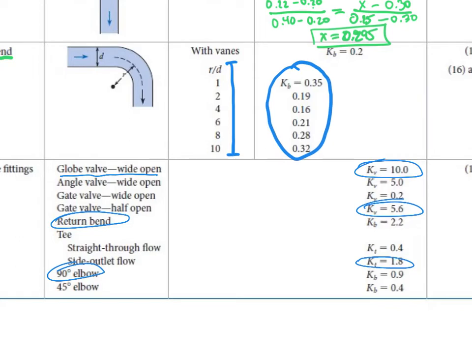I didn't line that up very well. This is your K value. Sorry, this is not your K value. Anyway, there's a K value for pretty much everything that happens.